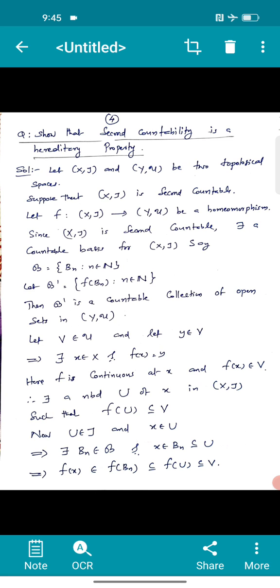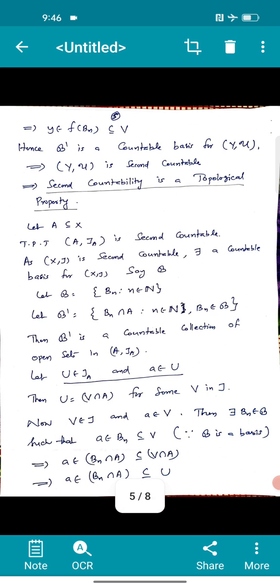and x is in U. This implies there exists a basis element Bn in B such that x is in Bn ⊆ U, which implies f(x) is an element of f(Bn), which is a subset of f(U), which is a subset of V. This implies small y is an element of f(Bn) ⊆ V. Hence B' is a countable basis for Y, or Y is second countable.